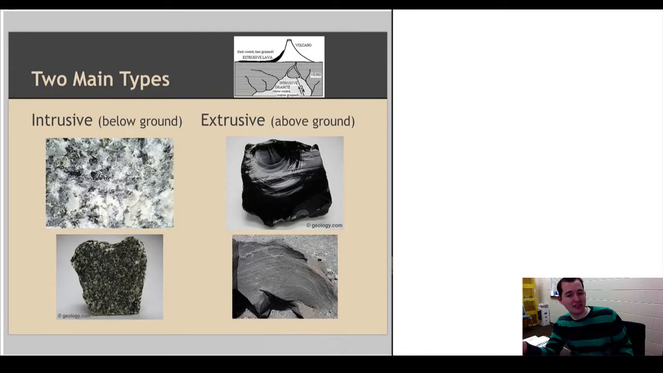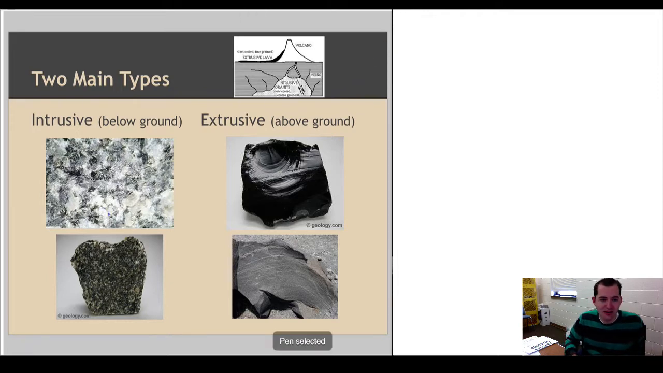So again, we've got two main types, and it follows this same pattern that we've talked about: intrusive and extrusive. Again, they follow the same characteristics that we've talked about before. Intrusive, as it says here, these form below ground. Okay, so up here on this diagram, I'm going to highlight examples of underground magma. Okay, it's underground. It's going to be slow cooling. It's going to be coarse grains. It's going to have large crystals, and we call it intrusive.